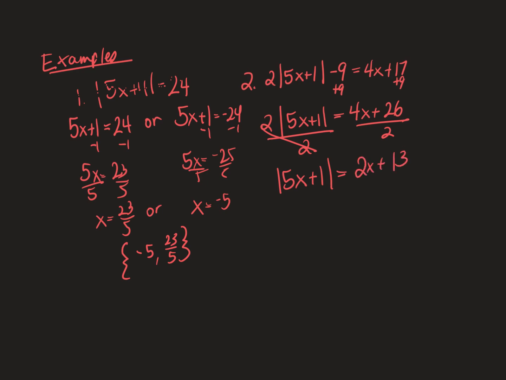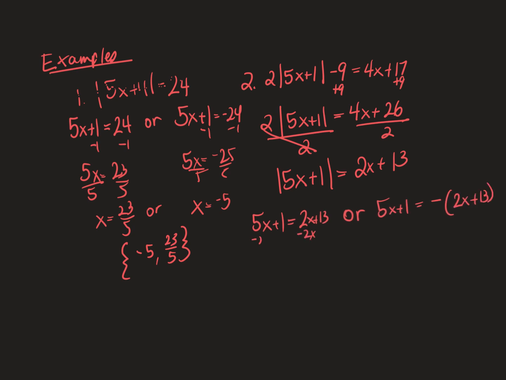Now, when you have an expression, I don't know if this is positive or negative. It depends on what x is. So this would be one of those that you have to make sure to check for an extraneous solution. To solve this type of equation, you do your two equations, with or in the middle. 5x plus 1 equals 2x plus 13, or 5x plus 1 equals the opposite of 2x plus 13.